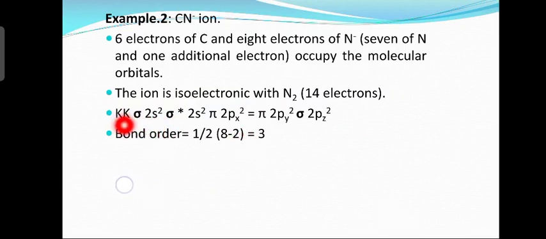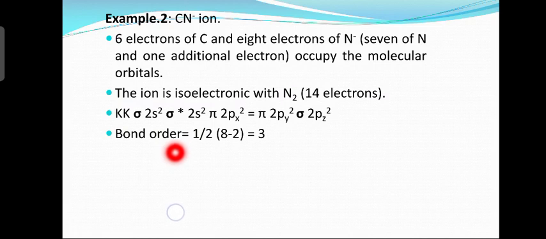You can write KK, sigma 2s2, sigma star 2s2, then bonding pi 2px2, equal to pi 2py2, energy is the same, then sigma 2pz2. So in this case also you can calculate the bond order.